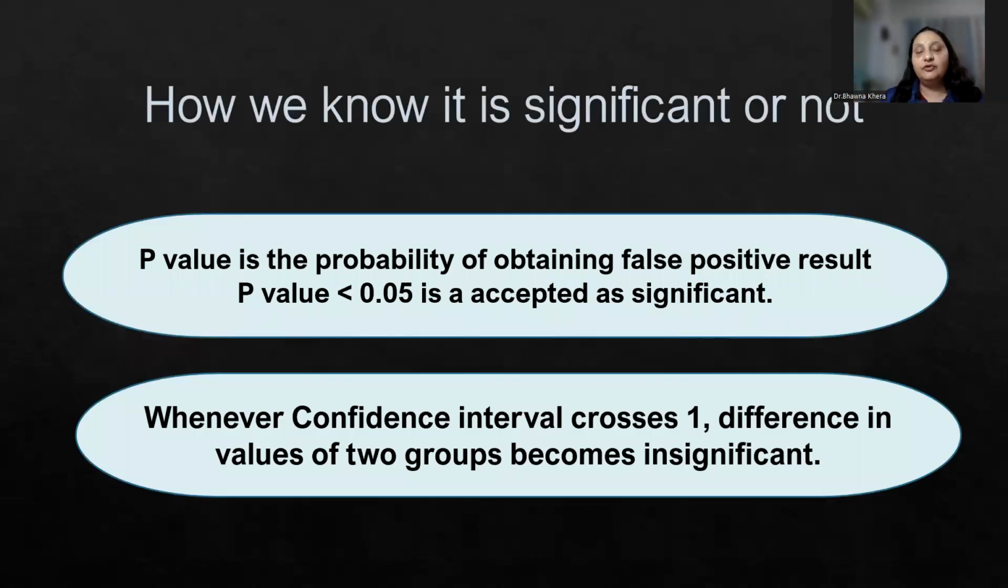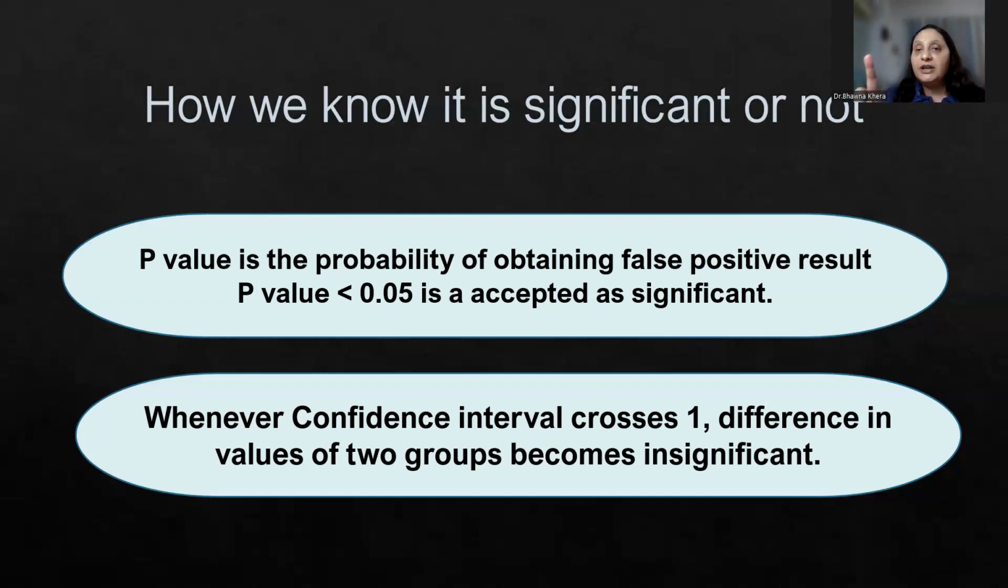Now, how do we know whether the figure we have got is significant or not? There are two ways of looking at this. One is the p-value. P-value is the probability of obtaining a false positive result. If your p-value is less than 0.05, then it is significant. What does 0.05 mean? If we remove the decimal, we have 5 by 100, and dividing, it becomes 1 by 20.